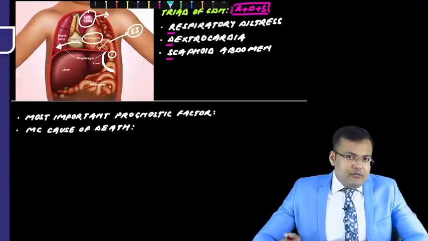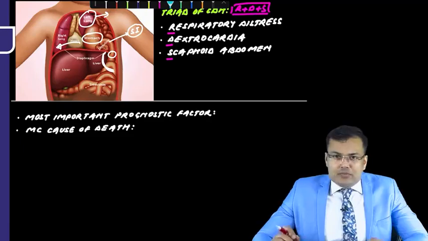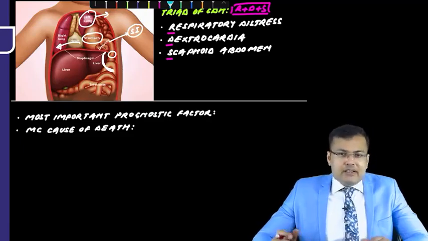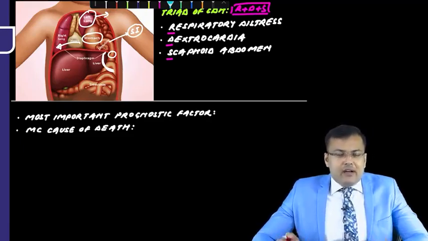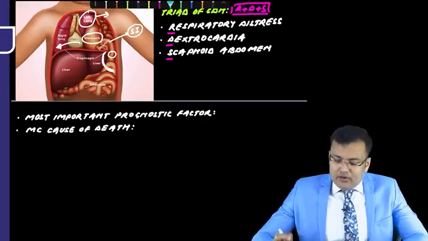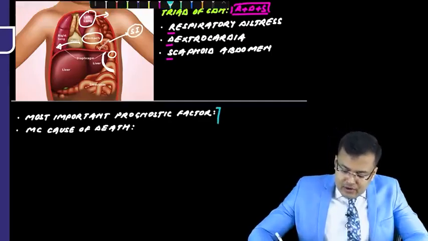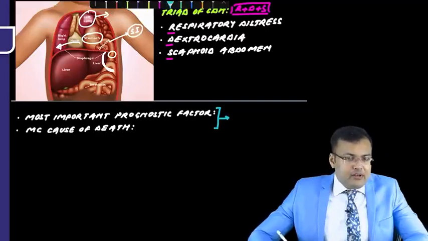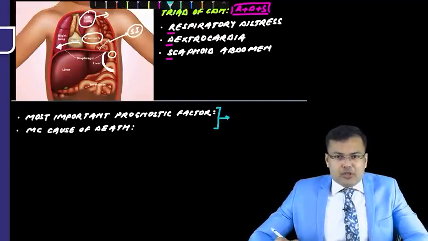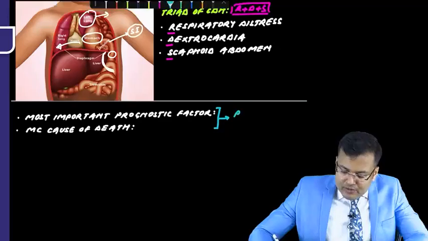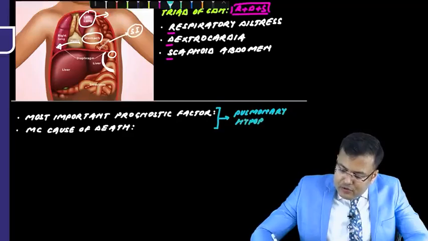Two important questions which are frequently asked: what is the most important prognostic factor in congenital diaphragmatic hernia and what is the most common cause of death? For both, the answer is the same. The most important prognostic factor as well as the most common cause of death is pulmonary hypoplasia, followed by pulmonary hypertension.